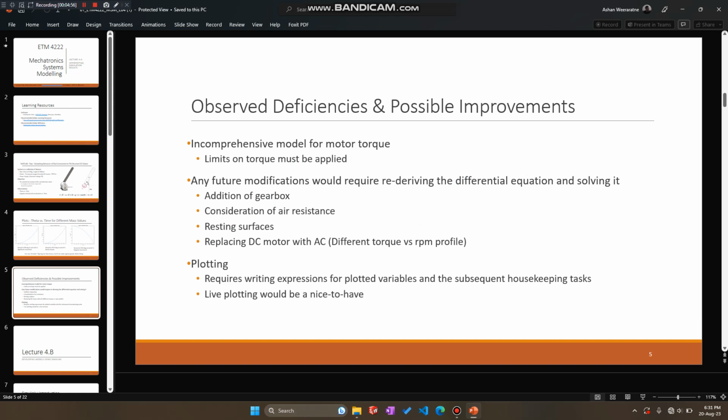Now I can enforce the limit that we require in MATLAB as well through some clever mathematics. However, it would be much easier to do in Simulink, and you can specify the torque limits without resorting to any complex or tricky mathematics. So that's an advantage of using software provided by MathWorks other than MATLAB in the domain of mechatronic systems modeling.